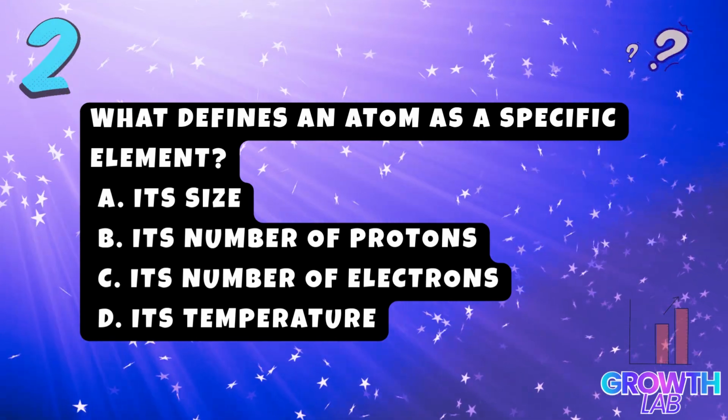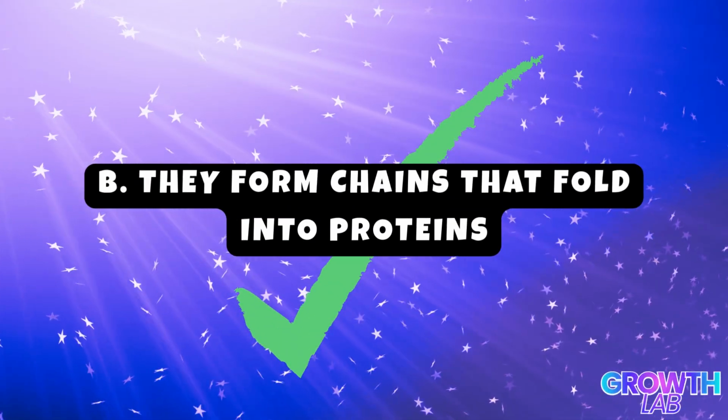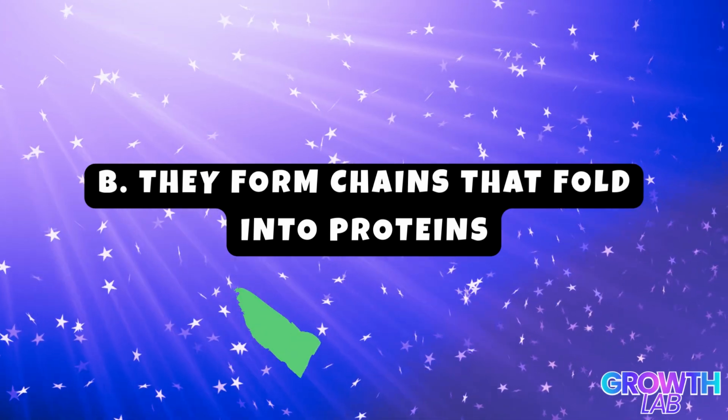Option C, its number of electrons. Option D, its temperature. Correct option is option B, its number of protons. The number of protons determines the element identity.